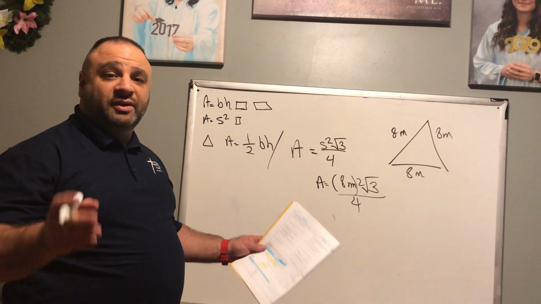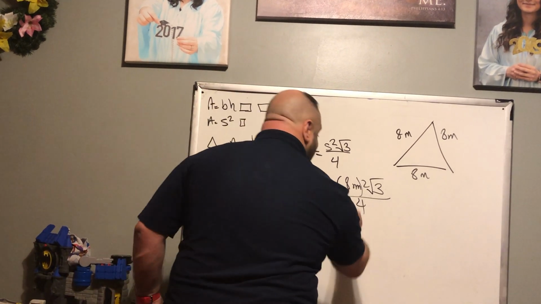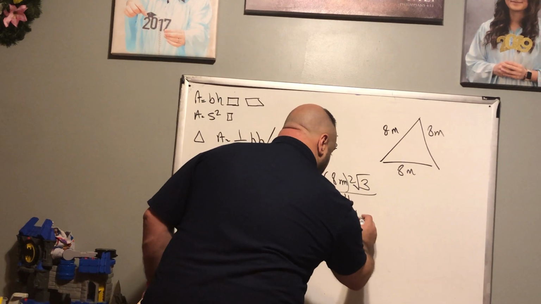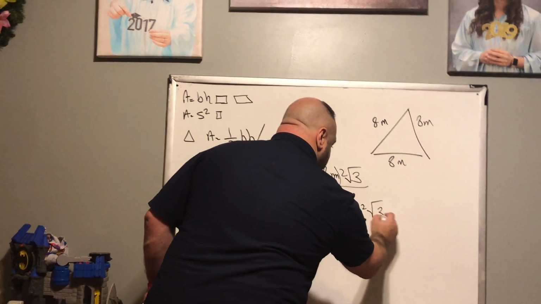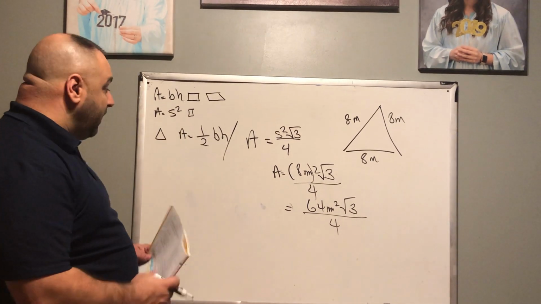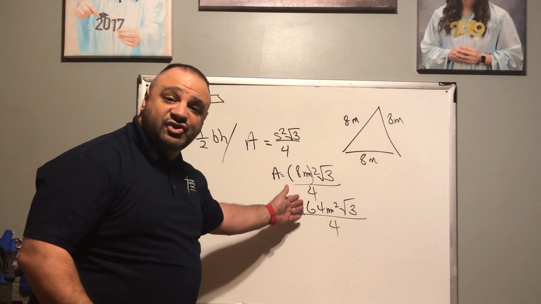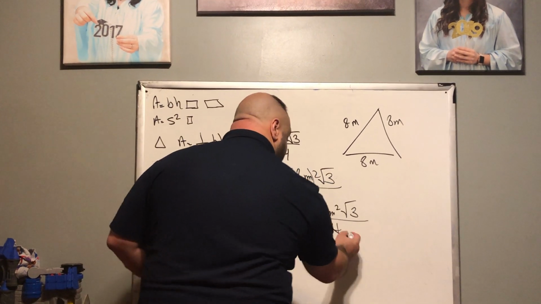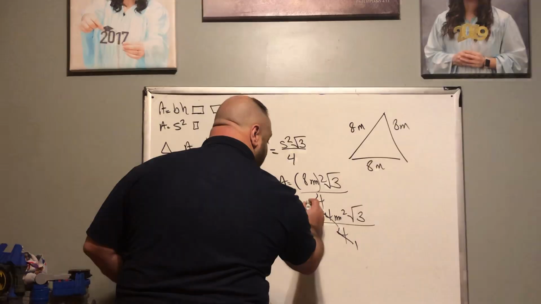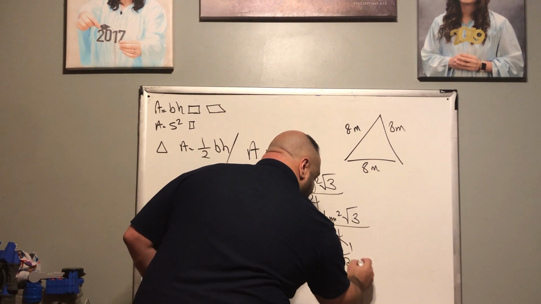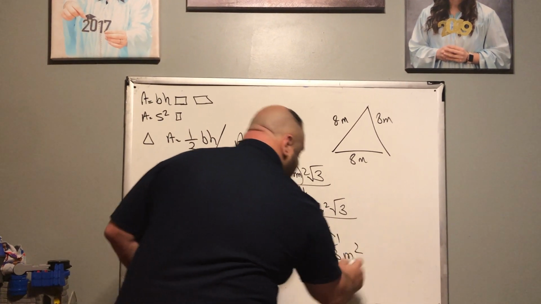Once we plug and chug, this is the easy part here. So 8 times 8 is 64 meters squared. There's the square root of 3 over 4. And then what we want to do is we can reduce 4 into 64. So 4 goes into 4 once, 4 goes into 64 sixteen times. So 16 square root of 3 meters squared.